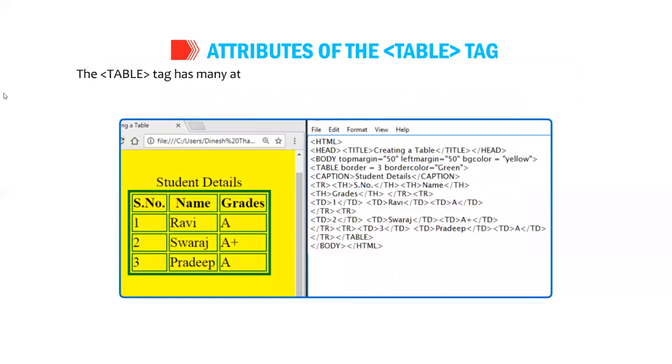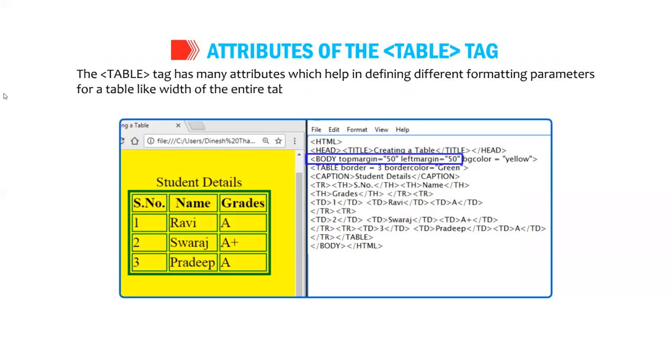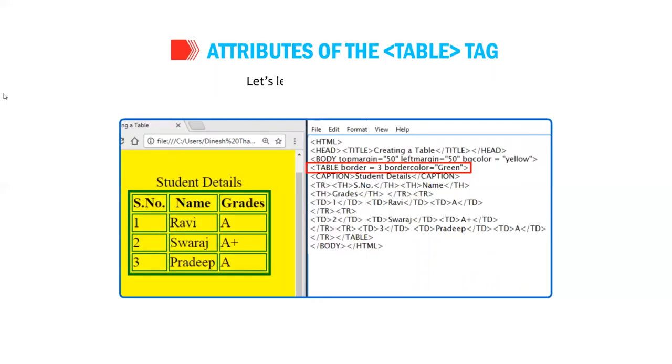Now let's talk about attributes of the table tag. The table tag has many attributes which help in defining different formatting parameters for a table, like width of the entire table, alignment, cell borders, etc. Let's learn about a few of them.